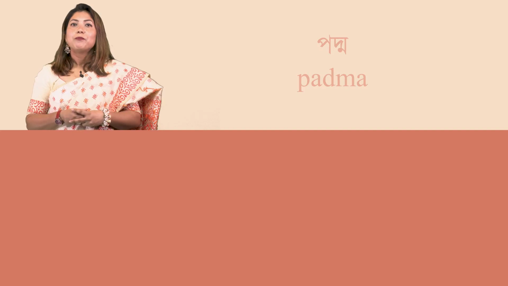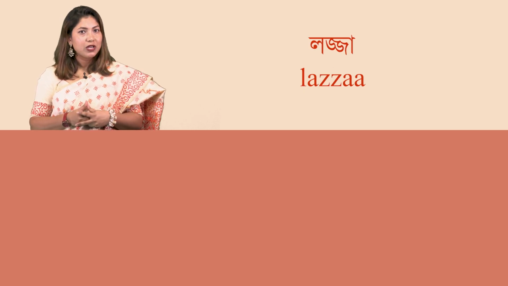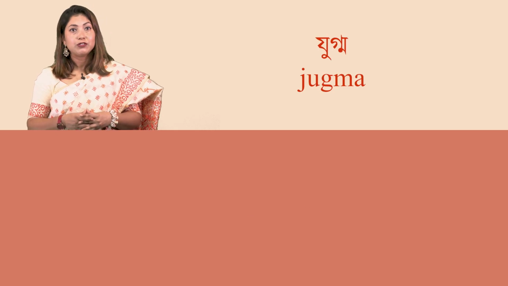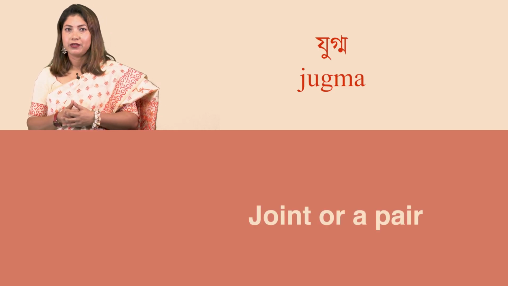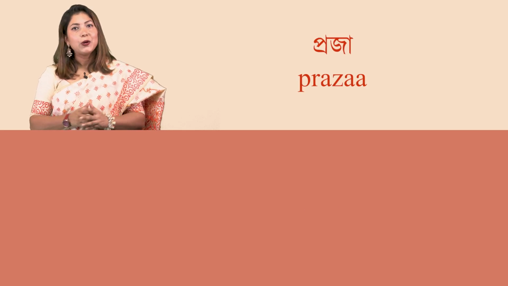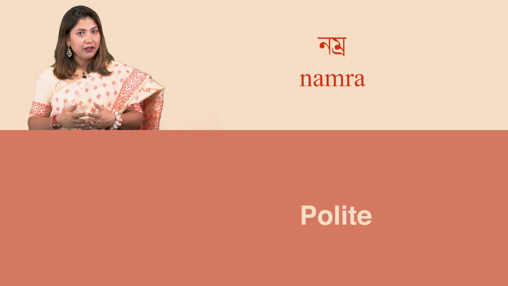Let's find clusters in some more words. Look at the examples on the screen and read the words with clusters aloud. Padma, which means lotus. Lajja, that means shame. Yugma, which means joint or a pair. Hanta, that means come. Praja, which means citizen. Namra, that means polite.